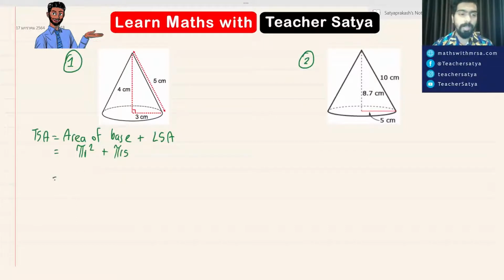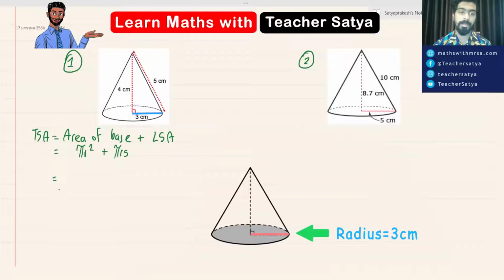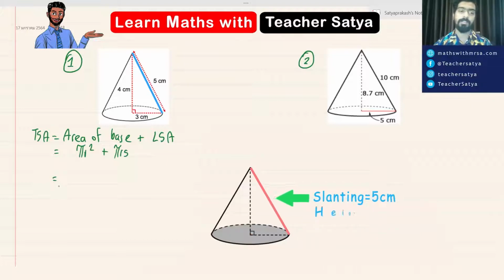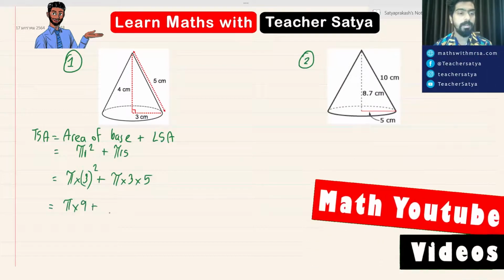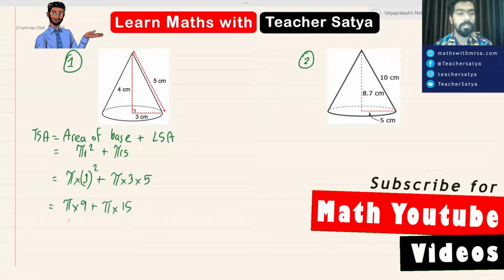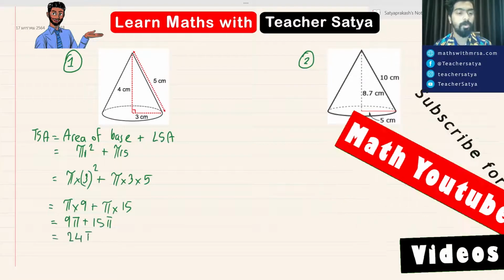Alright guys, now what we have here is the radius, r, as 3 centimeter, and the slanting height which is 5 centimeter. So now let us plug these values in this formula. So we would have pi multiplied by 3 square plus pi multiplied by 3 multiplied by the slanting height which is 5, right guys? So we would have pi times 9 plus pi times 15 which is equal to 9 pi plus 15 pi which is equal to 24 pi, right guys?